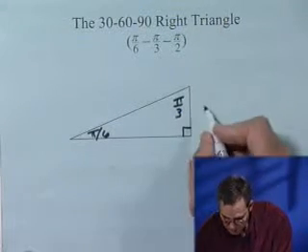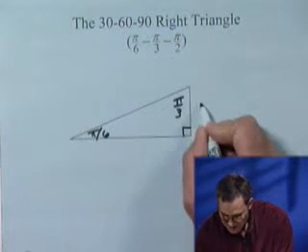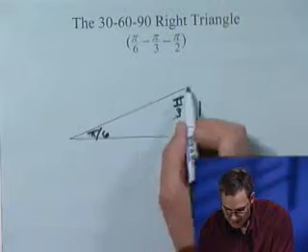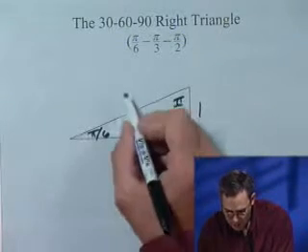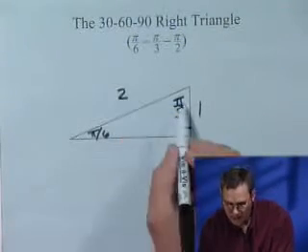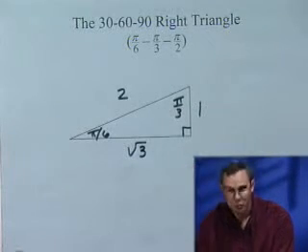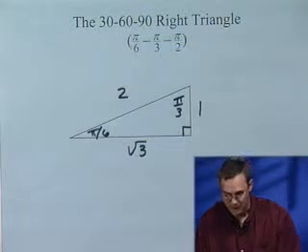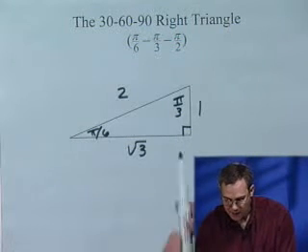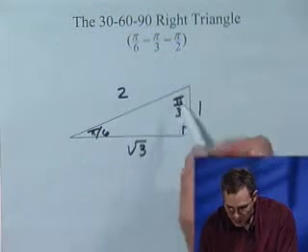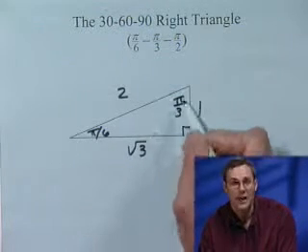Okay? The side opposite the pi over 6 is going to be a measurement of 1. The side opposite the right angle, or the hypotenuse, will be 2. And the side opposite the pi over 3 will be square root 3. Now this is pretty easy to remember. I always call this the 1, 2, 3 right triangle, where the square root of 3 is always going to be opposite the pi over 3.